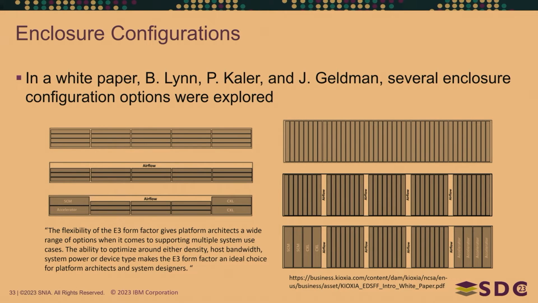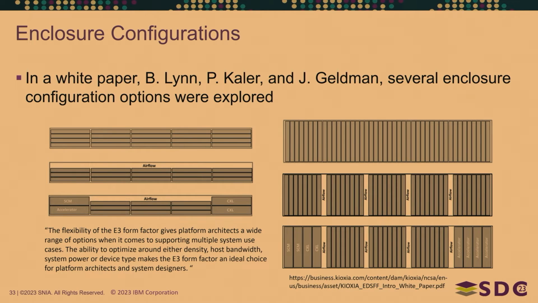So let's step back. There's a really nice white paper by Bill Lin, Paul Kaler, and John Geldman here. There were several enclosure configuration options explored. There's the highest density, just pack as many as you can in there. There's a slightly lower density where you have more airflow to cool things like CPUs and backside peripherals and all that. And then there's a combination where you have a higher airflow around the drives, plus you have some of these double thickness devices like CXL, storage class memory, and accelerators. So lots of options here.